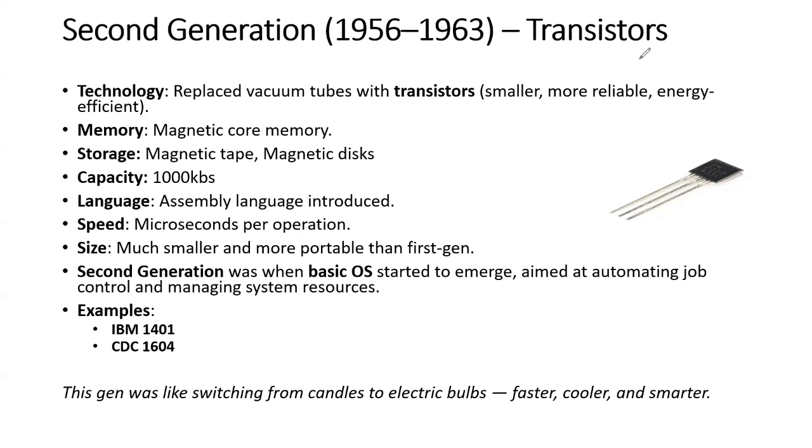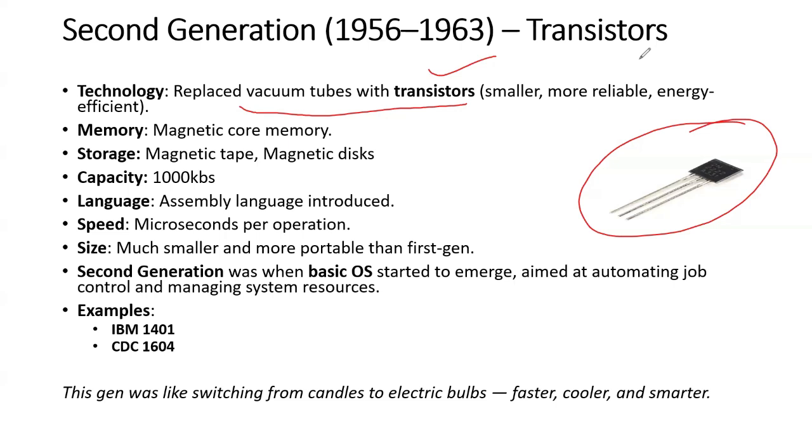this was from 1956 to 1963. We call this the second generation of the computers, where the vacuum tubes have been replaced with transistors. So what is a transistor? You can see a transistor over here. As I said, it is a very, very tiny electronic component, not even 1 inch. If you put it in your palm, it will not even occupy 1 inch of space on your palm. So it's a very small, very reliable and energy efficient component.